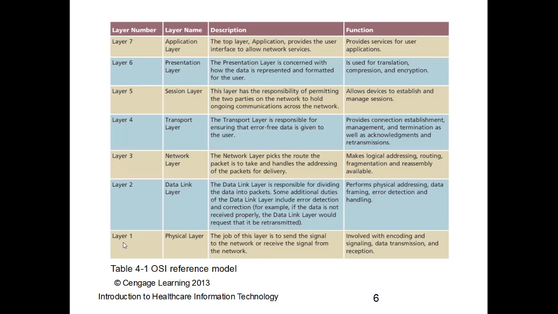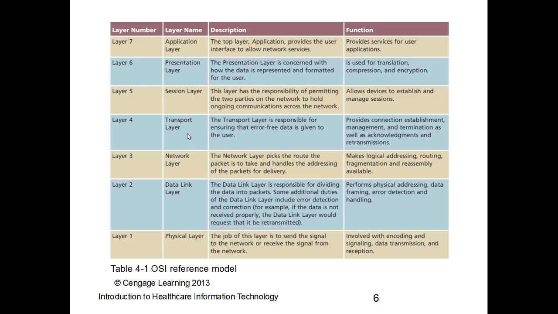For example, layer 1 is the physical layer. The job here is to send the signal to the network and receive the signal from the network. So this is involved with signaling and data transmission and reception. Layer 2 is the data link layer. This layer is responsible for dividing the data into packets. Layer 3, the network layer. This will pick the route the packet is to take and handles the addressing of the packets for its delivery.